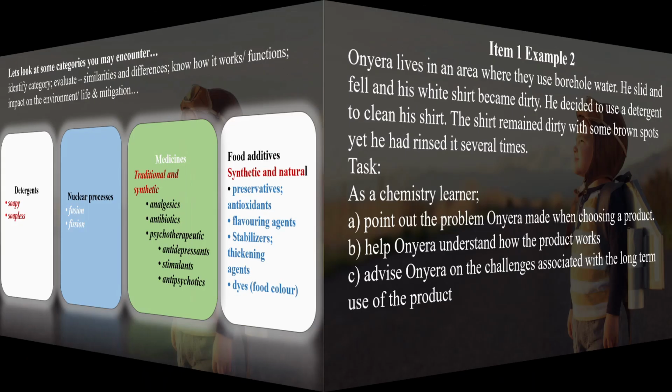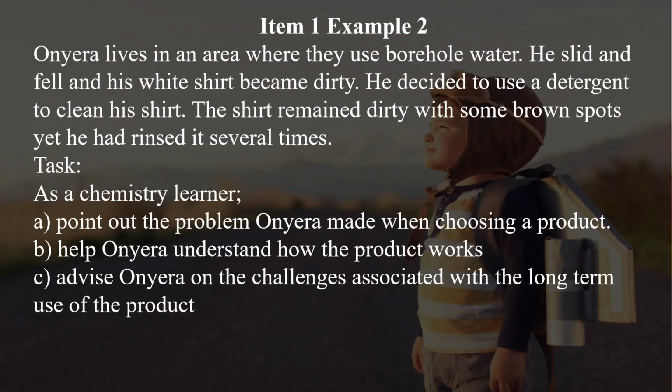Then another example of item one is this. It says Onyera lives in an area where they use borehole water. He slid and fell and his white shirt became dirty. He decided to use a detergent to clean his shirt. The shirt remained dirty with some brown spots, yet he had rinsed it several times. As a chemistry learner, point out the problem Onyera made when choosing a product.